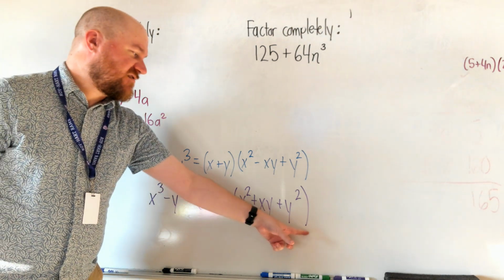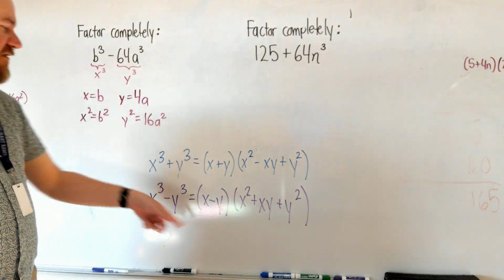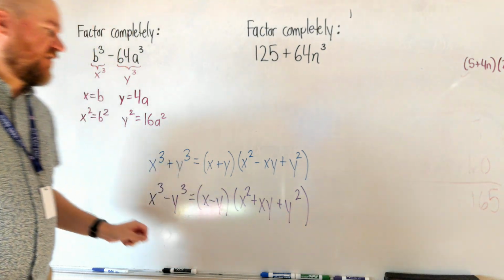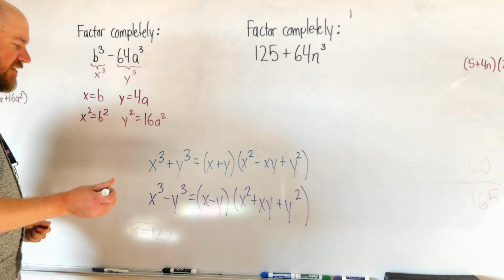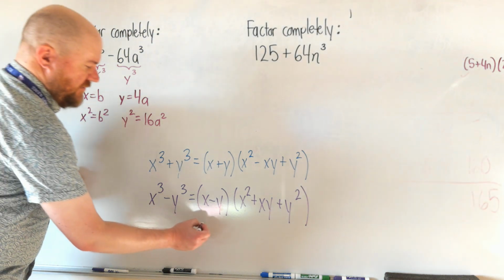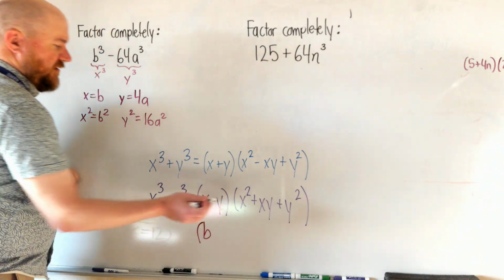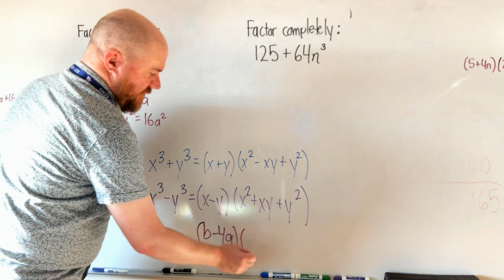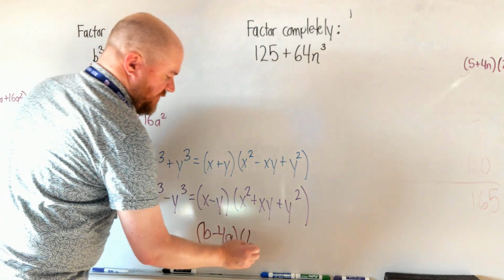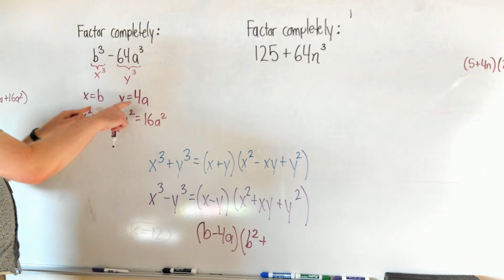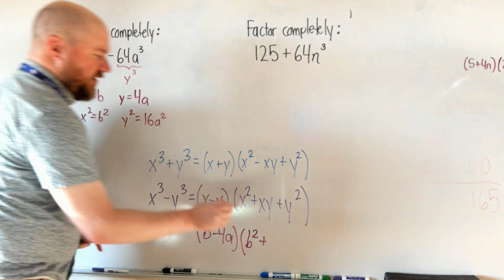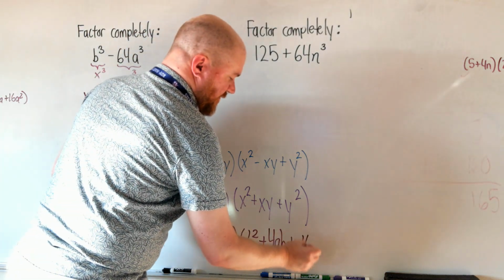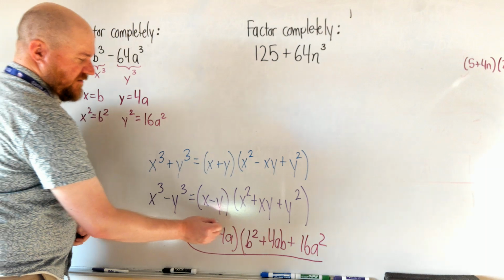So now wherever we see an x, we're going to put b. Wherever we see a y, we're going to put 4a. Wherever we see an x squared, we're going to put b squared. And wherever we see a y squared, we're going to put 16a squared. So the answer to this one would be x, which is b, minus y, which is 4a, times x squared, which we found to be b squared, plus xy, which means we put both of these next to each other and multiply them, so 4ab, plus y squared, which is 16a squared. So that is the answer to this question.